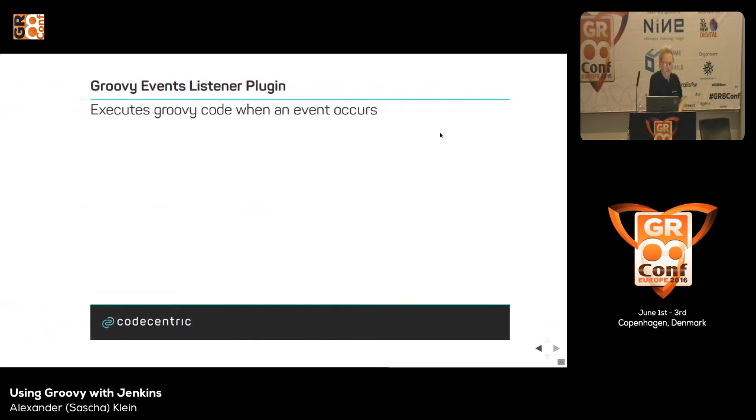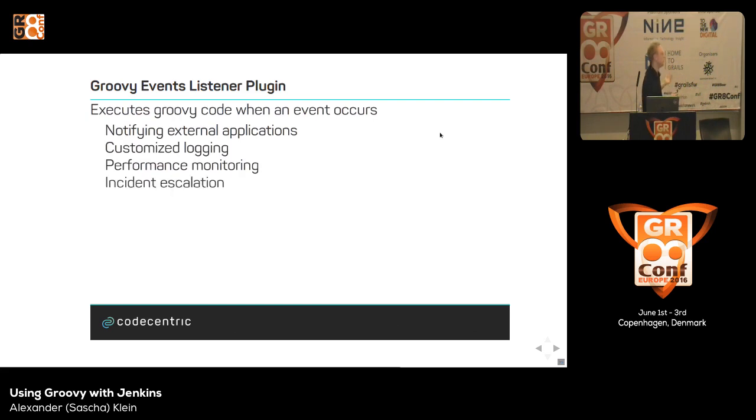Another useful plugin is the Groovy Events Listener plugin. This executes Groovy when an event occurs. There are some defined events. It's useful for notification, external applications, customized logging, performance monitoring, or other incident escalation. So for example, if the build fails, send an email to the boss or whatever, to the team.